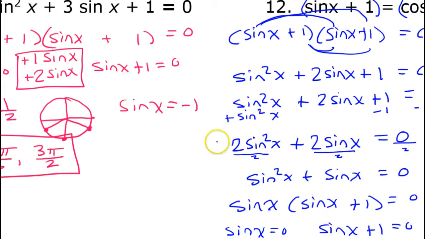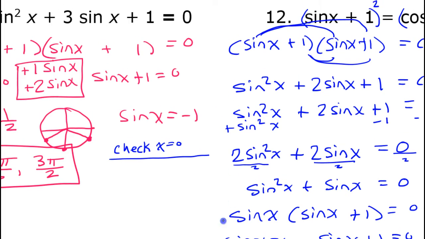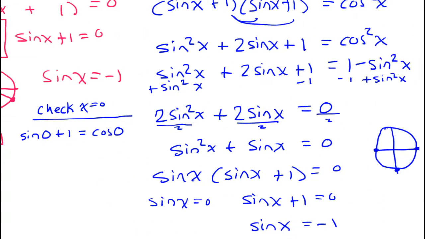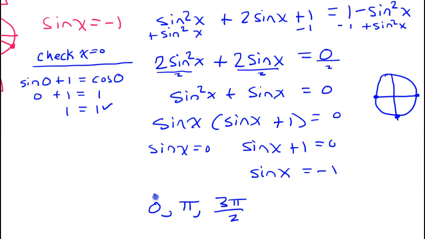So I'm going to start with 0 and check it. Okay, so this is me checking. I have to check x equals 0. Looking at the original problem, that would say that sine 0 plus 1 is equal to cosine 0. Well, sine of 0 is 0, because sine is a y value, and a y value is 0 right here. So this is 0 plus 1 equals cosine of 0. Cosine is the x value, so that's going to be 1. So that gives me 1 is equal to 1, so that checks out. The first one is okay.